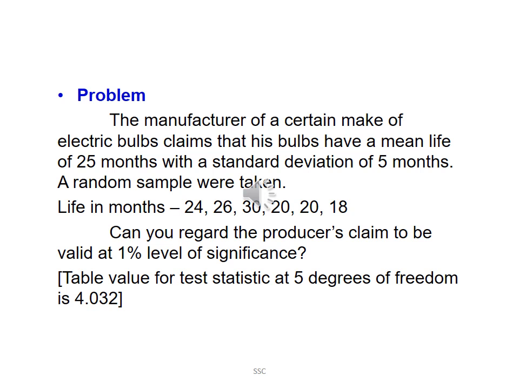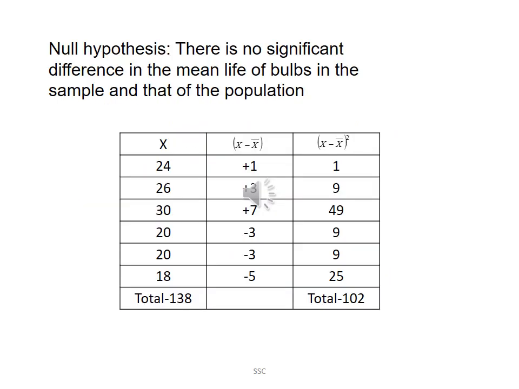The table value will be 4.032, because here you see the number of samples is 6. The degrees of freedom for t test is n minus 1, 6 minus 1, 5. 5 is the degrees of freedom. Null hypothesis statement: there is no significant difference between the mean life of bulbs in the sample and that of the population.